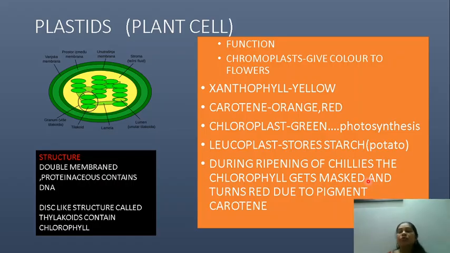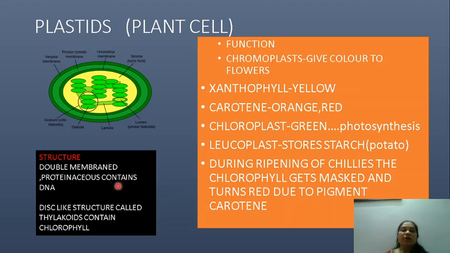During ripening, you must have seen a green chili. If you keep it out for some days, what happens to it? It becomes red in color. That means initially it had the pigment chlorophyll. It also had a pigment known as carotene. But as the days progress, the chlorophyll pigment became less and the carotene pigment became more. This change brought about the change in color. That is why the green chili became red in color.